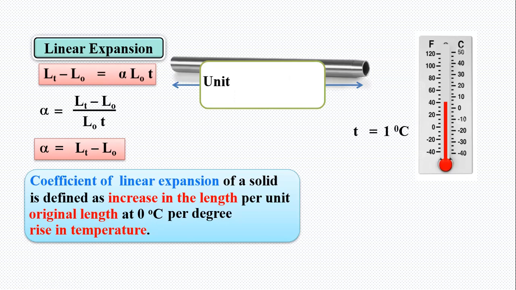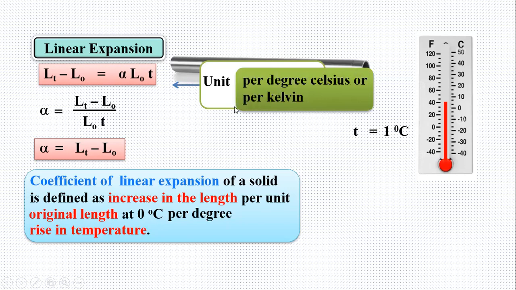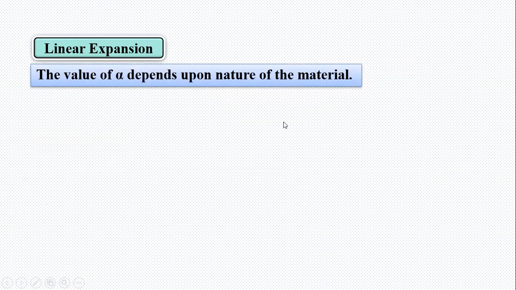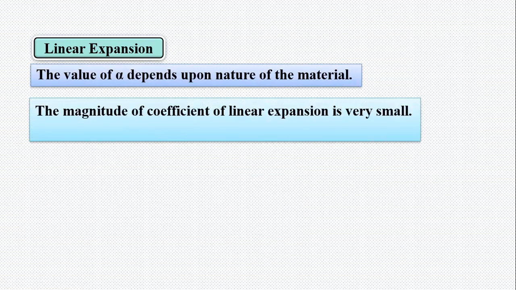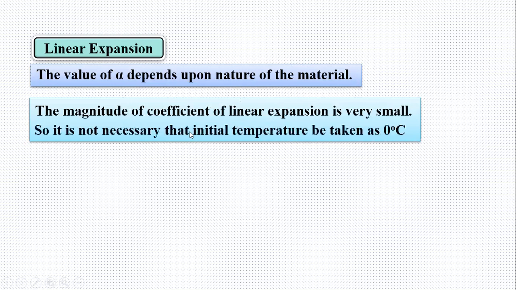Now what is the unit for this alpha? So very easy. The increase in length is measured in meter. Now this is divided by meter. So meter get cancelled. Again this is divided by temperature. So it will be per degree Celsius, or it may be per degree Kelvin. So unit काय असेल बरं, coefficient of linear expansion चा per degree Celsius or per Kelvin. Now the value of alpha depends upon the nature of the material. The magnitude of the coefficient of linear expansion is very small, so it is not necessary that initial temperature be taken at 0 degree Celsius.